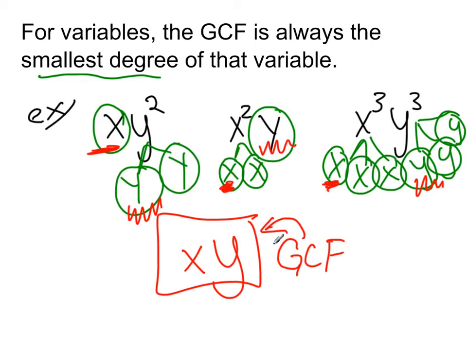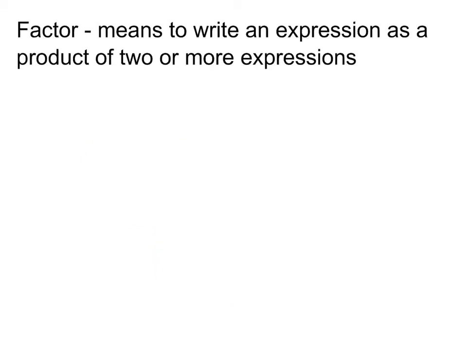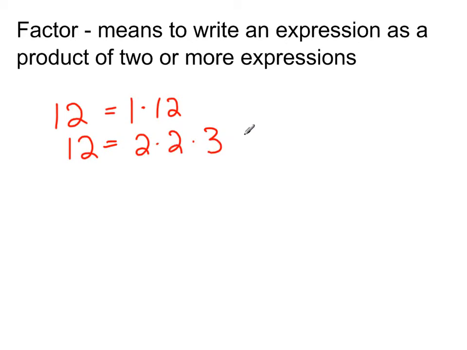Okay, so not too bad. Once you feel comfortable with finding the GCF, we then are going to factor. And factor means to write an expression as a product of 2 or more expressions, which we talked about earlier. Let me give a little bit better of an example, like 12. 12 we can write as 1 times 12. But that's a little vague. We prefer to write it as something nicer. Maybe we could write it as, I don't know, 2 times 2 times 3. In which this here is what we call a prime factorization.